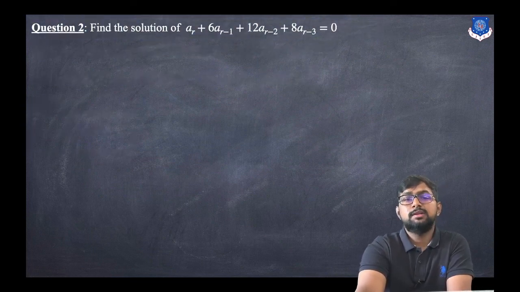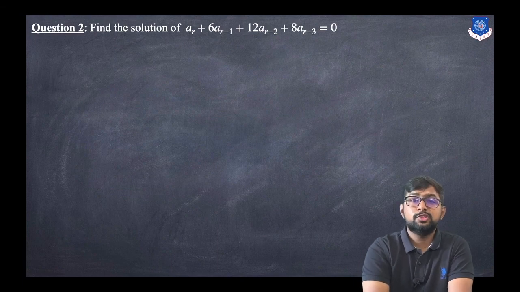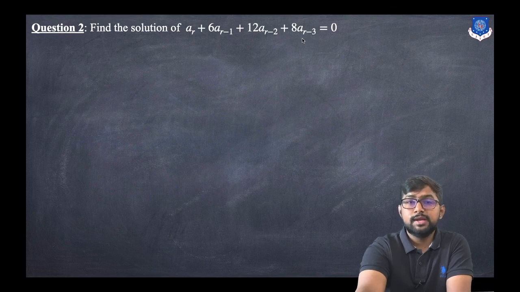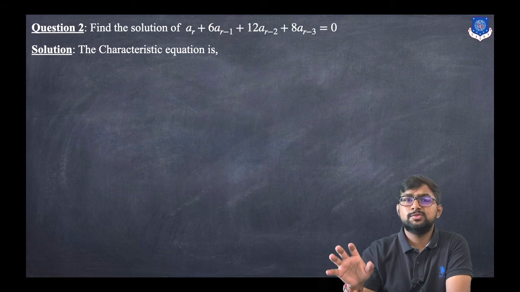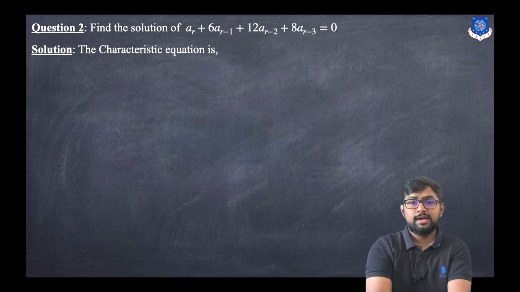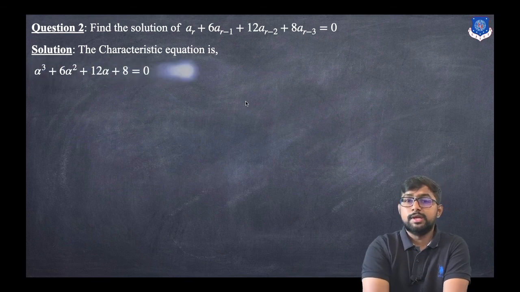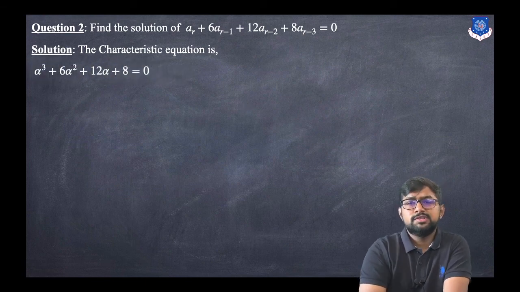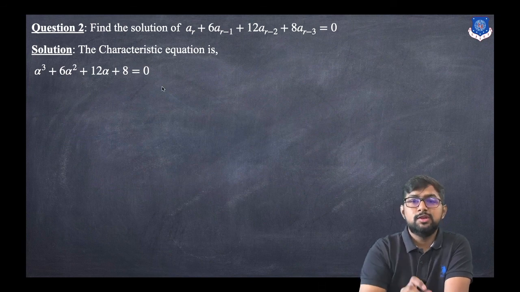Let us discuss another example. Find the solution of a_r + 6a_{r-1} + 12a_{r-2} + 8a_{r-3} = 0. Now again, the right hand side equals 0, so it is a homogeneous equation. Now we will write the characteristic equation. See, what is the order of this equation? Here we have r minus 3, so that means the order will be 3.